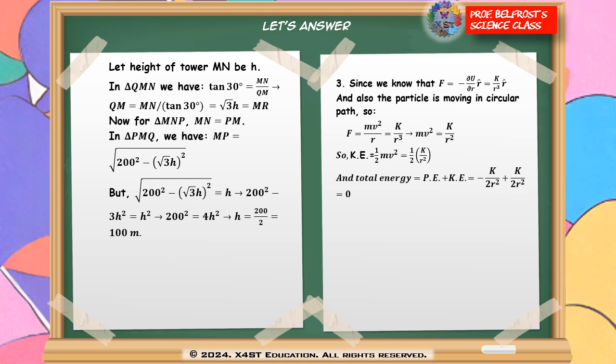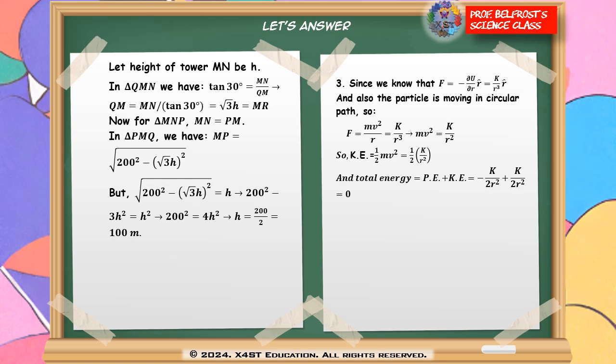So we have F equals minus dU/dr r-hat, and because we know that U is minus k over 2r squared in the problem, it brings us k over r cubed r-hat in this solution. Also, the particle is said to move in a circular path, so we can apply the centripetal force formula. So F equals mv squared over r equals k over r cubed, and it brings us mv squared equals k over r squared.